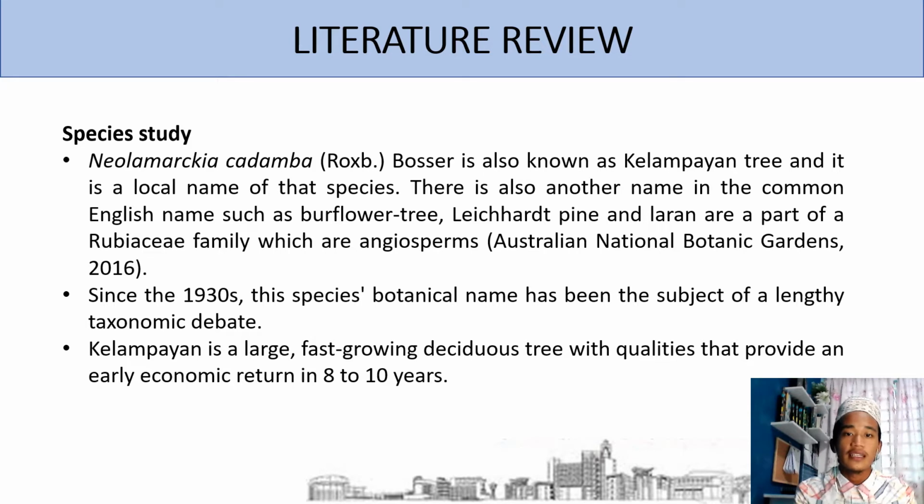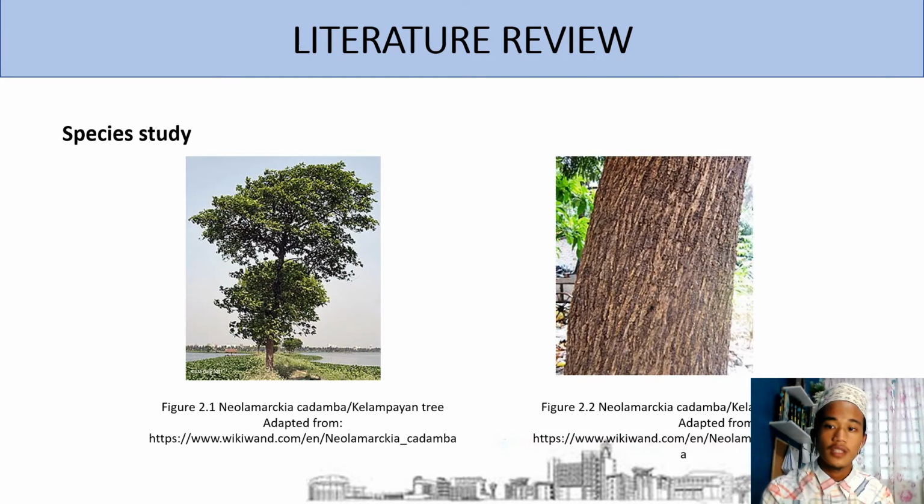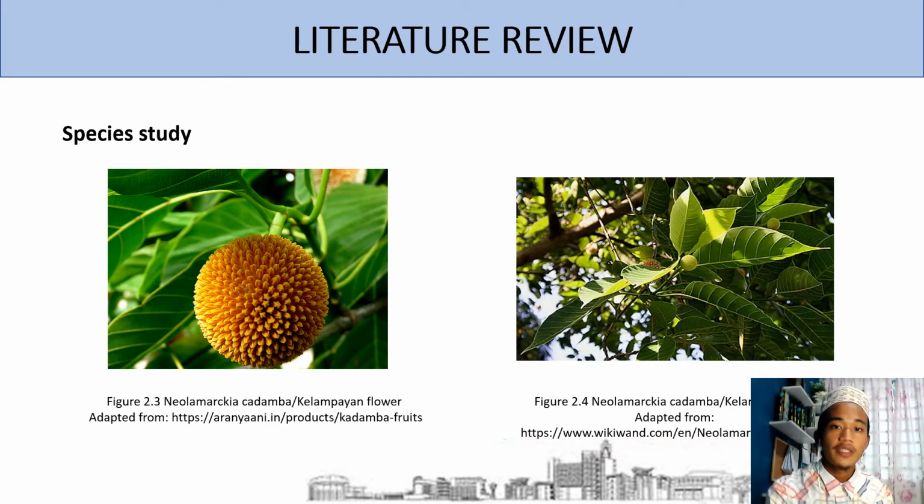Since 1930, the species' botanical name has been the subject of lengthy taxonomic debate. Kelampayan is a large, fast-growing deciduous tree with quality timber that provides a yearly economic return in 8 to 10 years. As we can see here, this is the picture of the Kelampayan tree, and on my right hand, this is the bark of the Kelampayan tree. This is the picture of the Kelampayan flowers and the Kelampayan tree.